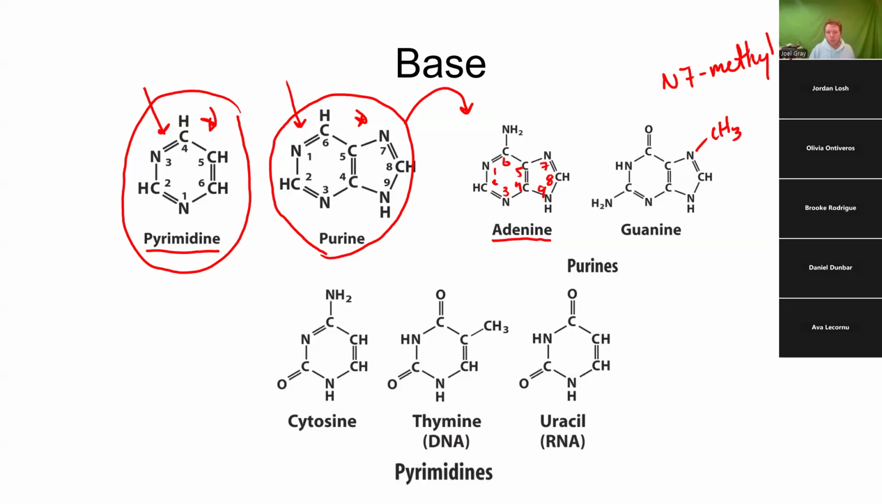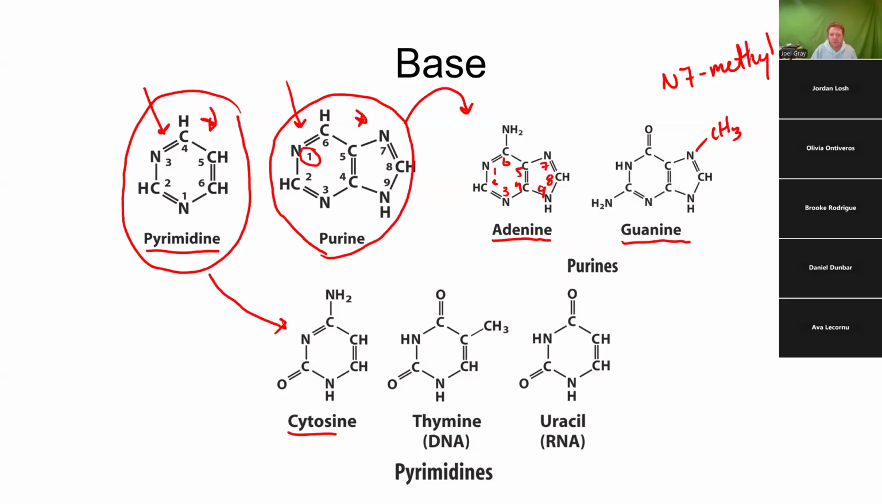Okay, so your purines are adenine and guanine. The numbering, I don't need you to know the numbering. I don't want you to stress about the numbering, but what I do want you to recognize is that the numbering that's reserved for the atoms within your bases is simply 1, 2, 3, 4. It's not 1 prime, 2 prime, 3 prime, 4 prime, and so on. It's just non-primed numbers.